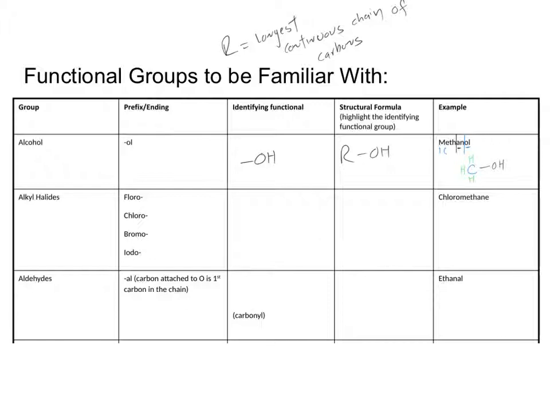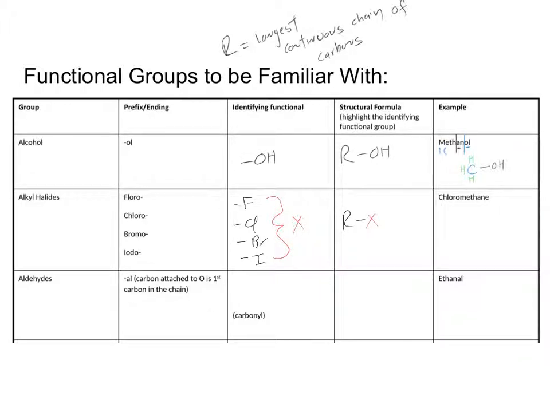The other group is something called alkyl halides. You might remember or be familiar with the phrase halide, like halogen. These are the elements in the halogen column, group 17 of the periodic table. They usually have a prefix, like fluoro or chloro or bromo or iodo. So the identifying functional group characteristic here would be F or Cl or Br or I. But because there are 4 different types that we could pick from, a lot of times we'll just give them a generic format as X.